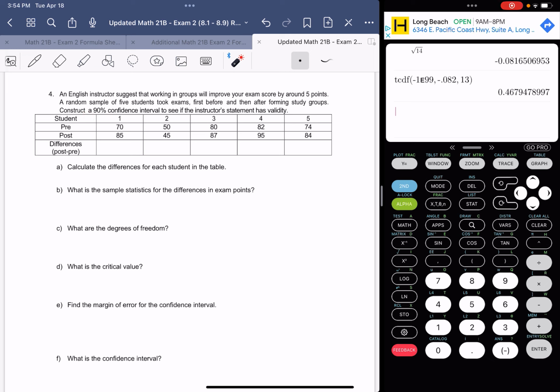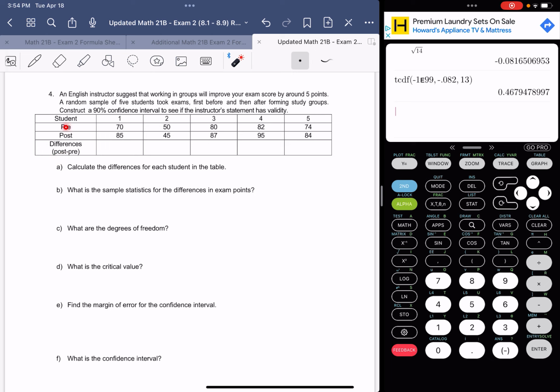Okay, before we go any further, are there any questions there? Okay, part 8. Calculate the difference for each student in the table. Please take note. On the exam as well, we want to make sure you guys are very clear as to the order we want to see this. So be sure to read this so you know the order.